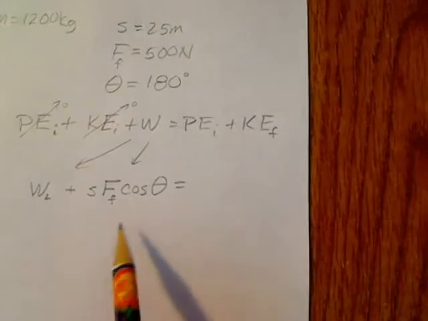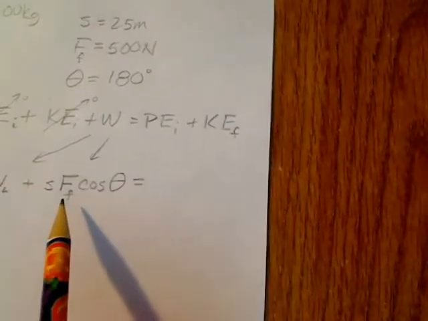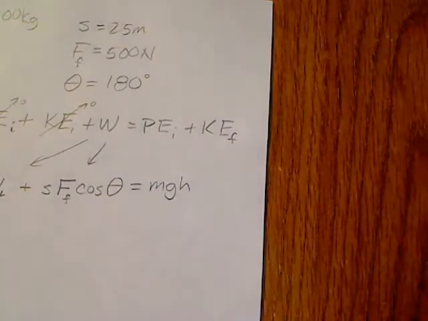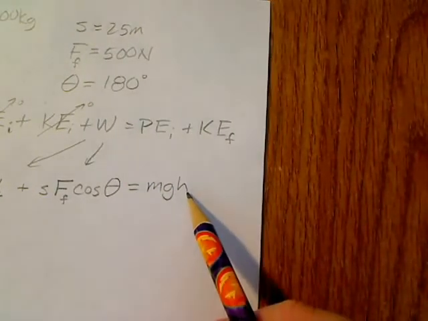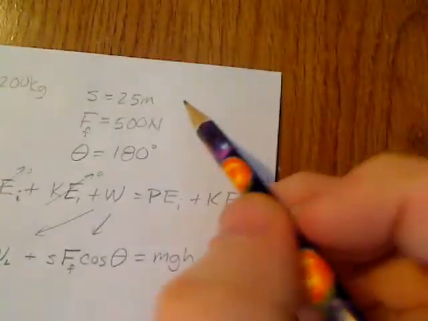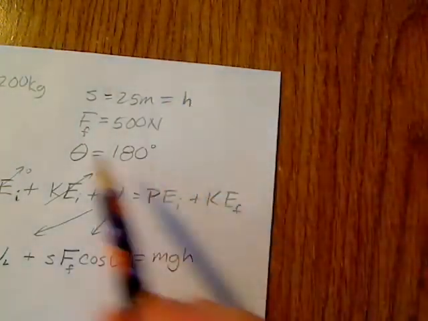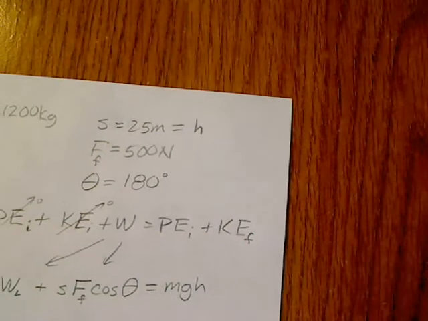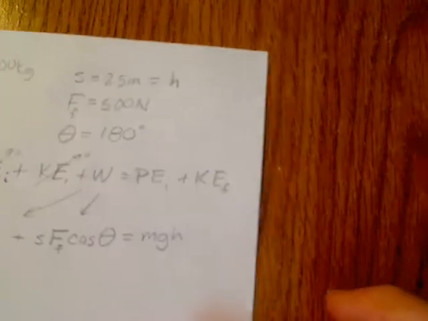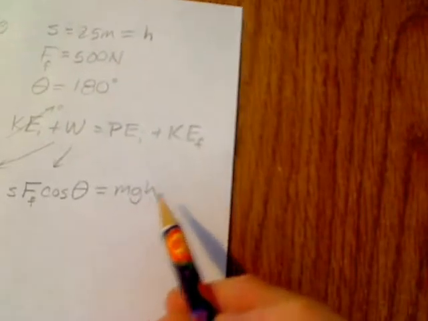We got two zeros and also two terms from the work. The potential energy is mgh, where h is equal to the 25 meters above the ground. So this is also equal to h. It's not only the displacement that you use for the work, but it's also the height above the ground that you would use for gravitational potential energy.